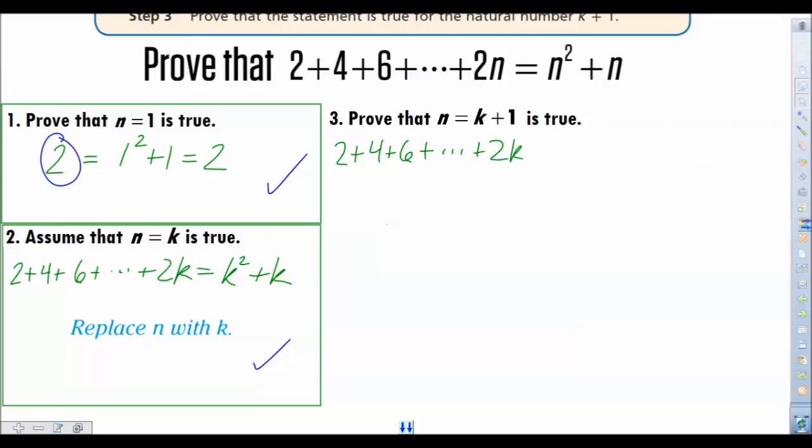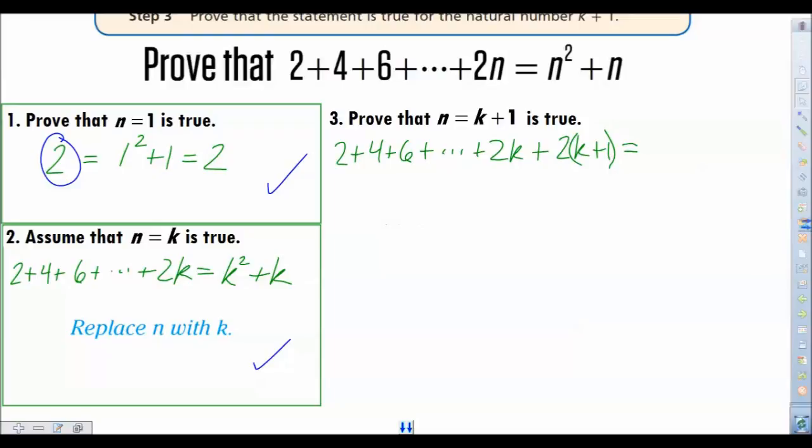Well, what would the k plus 1 term be? In other words, what would the 31st term look like? Well, it'd look like 31 times 2, which would give us 62. So how does that look algebraically? It's going to look something like this. 2 times, instead of k, we're going to do 2 times k plus 1.